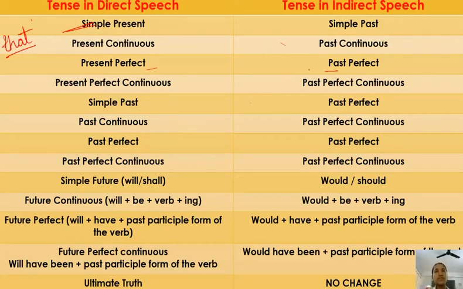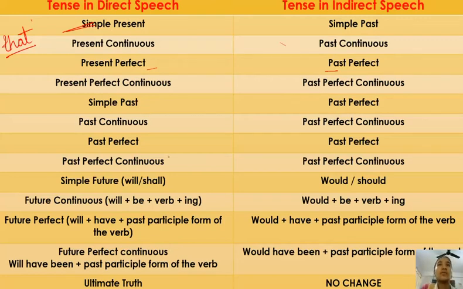Past continuous. Then present perfect to past perfect. He said, I have gone to school. He said that he had gone to school. Have gone to had gone. Then present perfect continuous to past perfect continuous. He said, I have been going to school. He said that he had been going to school. Have been has changed to had been.